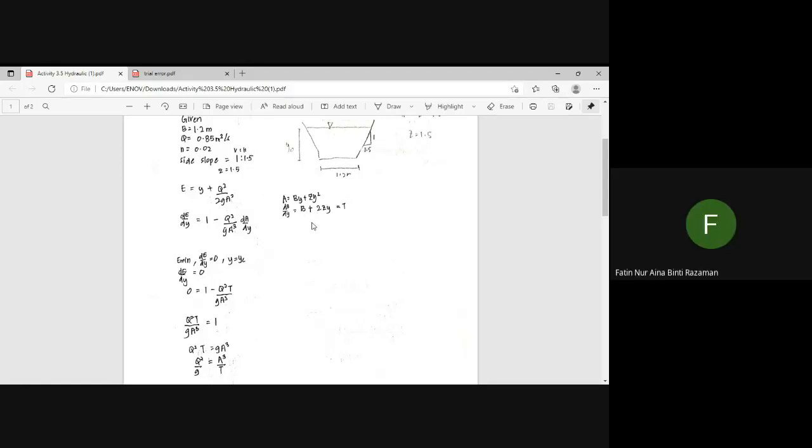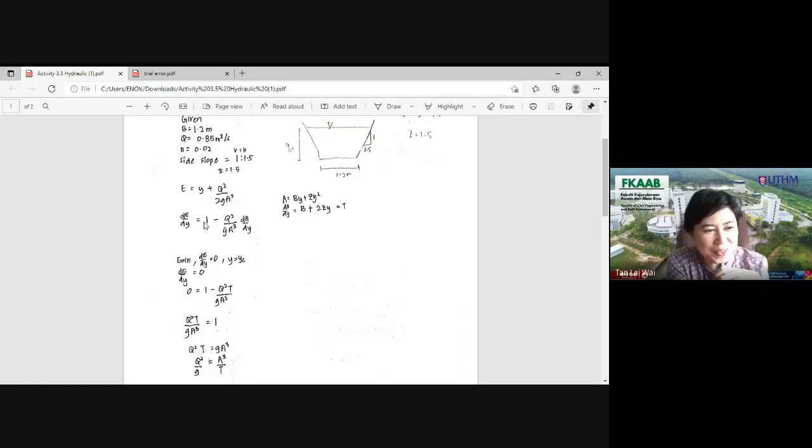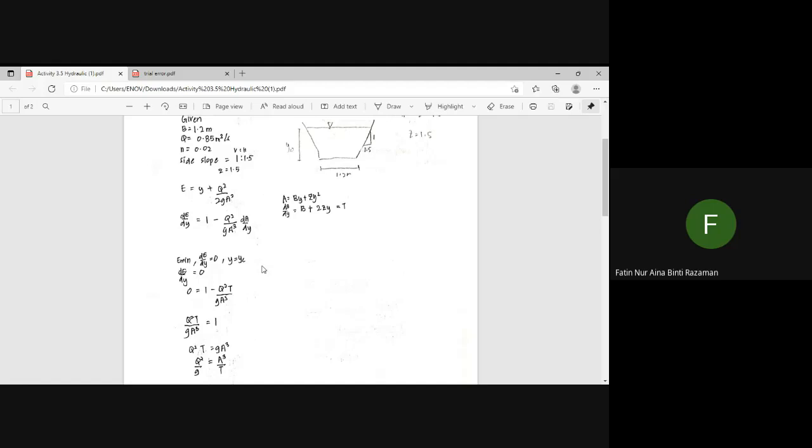Okay, so saya mula guna specific energy punya equation. E sama dengan Y tambah Q kuasa 2 per 2GA square. Lepas tu saya differentiatekan dia, kita akan dapat equation DE per DY sama dengan 1 tolak Q kuasa 2 per GA cube DA DY. Nanti kalau ada soalan proof ni, you tak ada masalah dah lah kan? Okay, silakan. Lepas tu DA DY tu sama juga dengan nilai T. Jadinya dia sama juga dengan 1 tolak Q kuasa 2 T per GA kuasa 3.